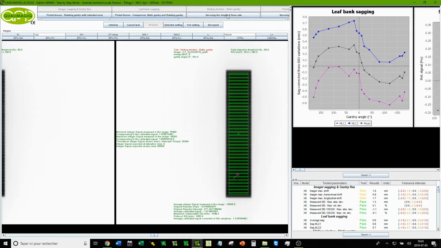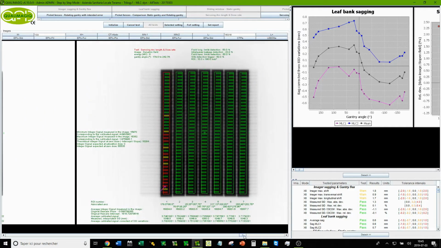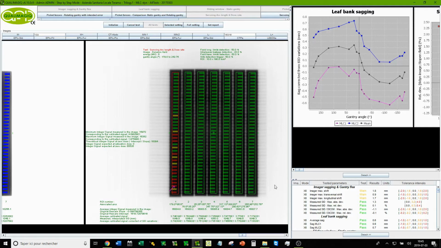perfectly well. We will now explore the gantry speed, dose rate test, dose rate servoing, with our 7 different gantry speeds for which we want the same dose in each strip. We take a global measurement of the dose value, an individual measurement for each leaf pair.